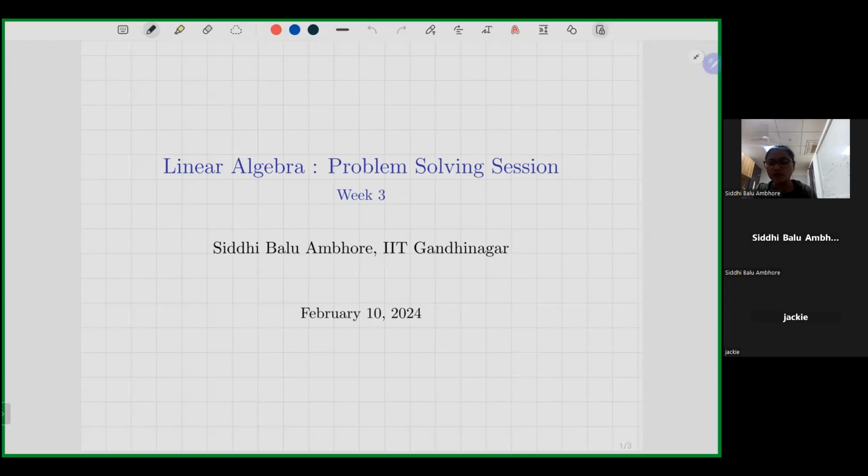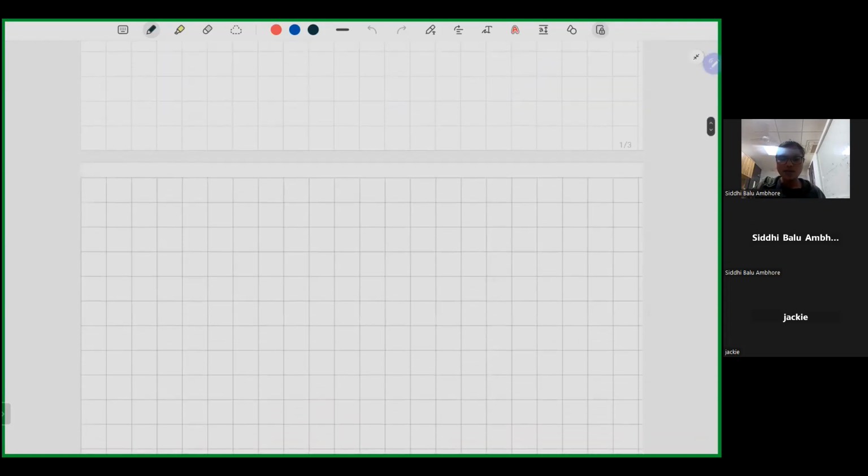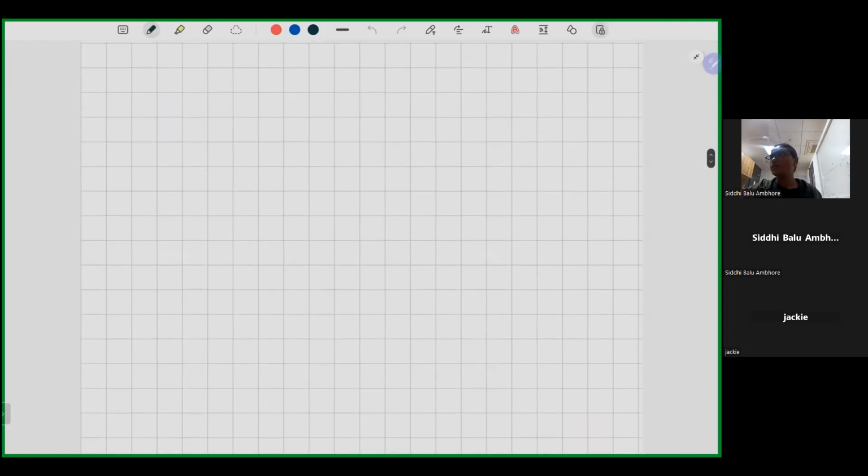I'm Siddhi Balu Amburi from IIT Gandhinagar, and today we will discuss the topics linear transformation, rank nullity theorem, how basis affects the linear transformation, and the matrix of linear transformation. Okay. So we'll start with the first question, which will be related to linear transformation.